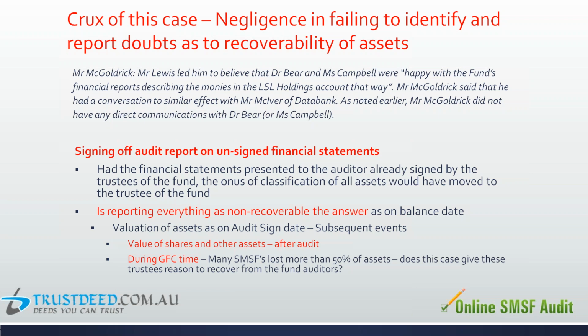Now, in one of the hearings, John, the auditor, Mr. Lewis actually led him to believe that the trustees are happy with the fund's financial reports describing the monies in LSL Holdings account that way. And these are the words which Mr. Lewis told John. So what did John do? John trusted Lewis that the trustees are happy with the way the set of accounts look. Now, how can the trustee be happy? The trustee can be happy by actually signing the financial statements before your audit actually commences.